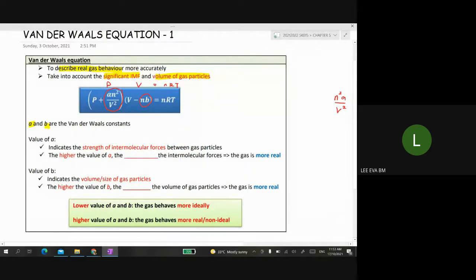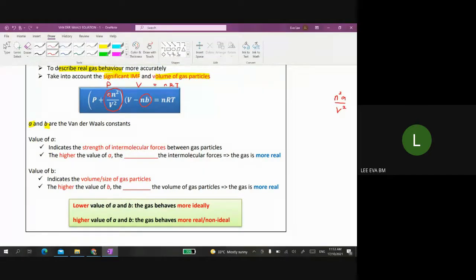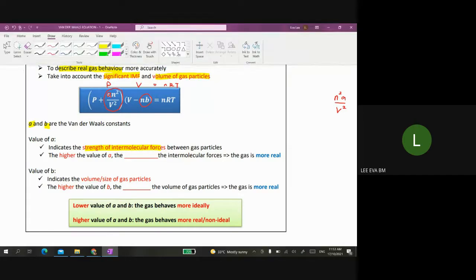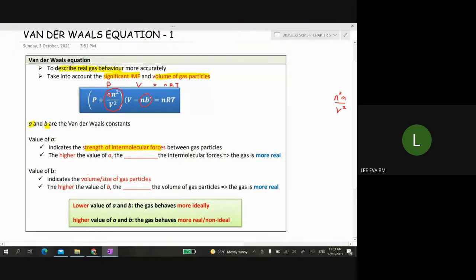Okay, so value of A, the correcting factor for n squared over V squared. This A is a constant. The value of A indicates the strength of intermolecular forces between the gas particles. And the higher the value of A, we will say that the intermolecular forces are stronger.